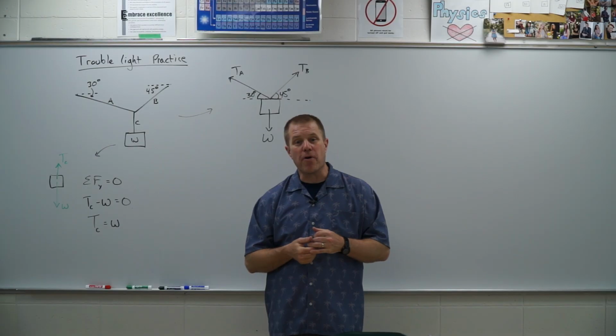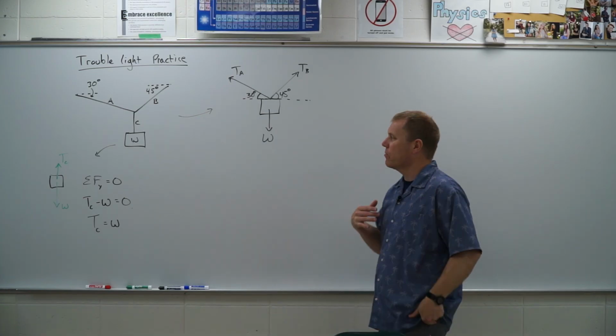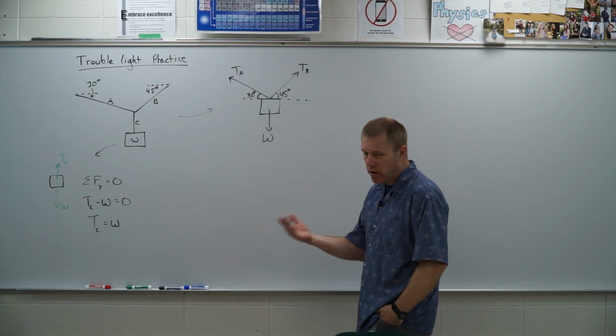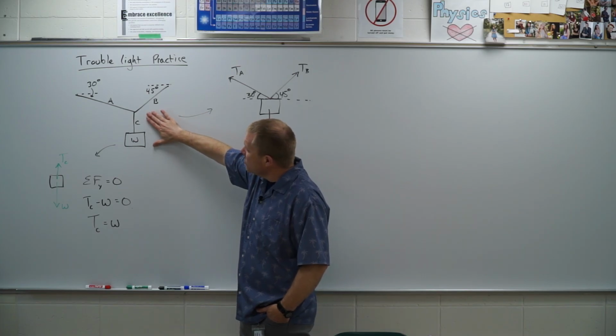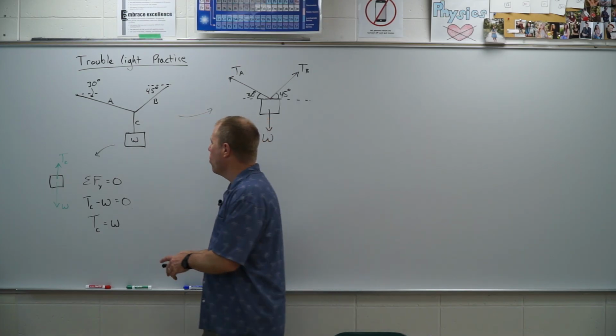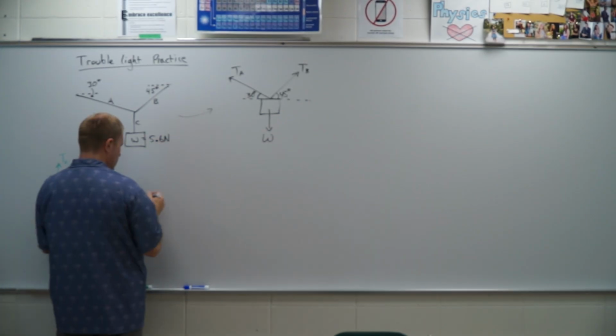All right, so you tried the practice problem. Here's our walkthrough of it in case something went wrong. You can figure out what went wrong and fix it. So if you have this trouble light and it has a weight, W, of 5.6 newtons.